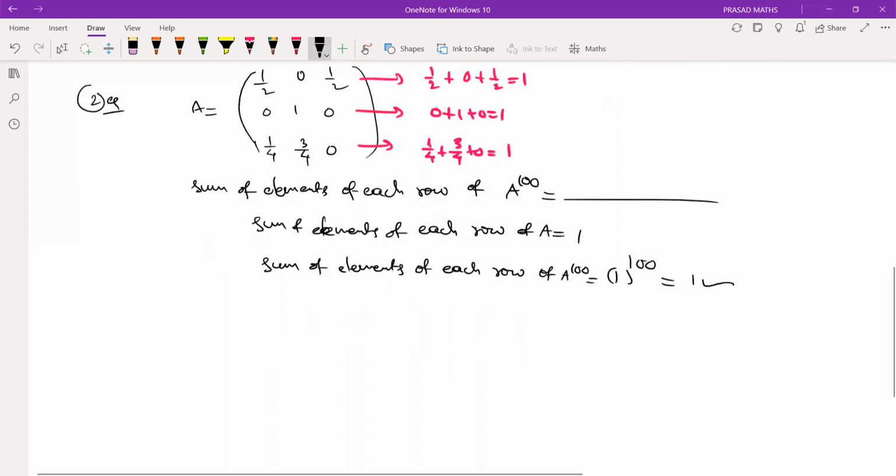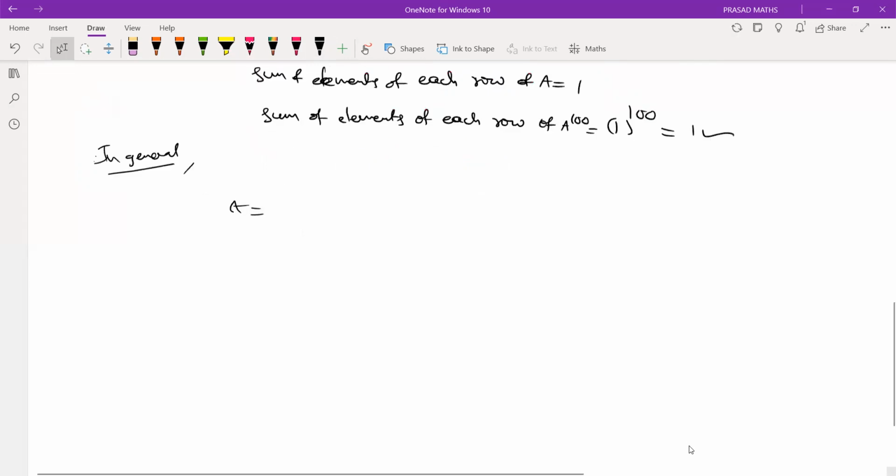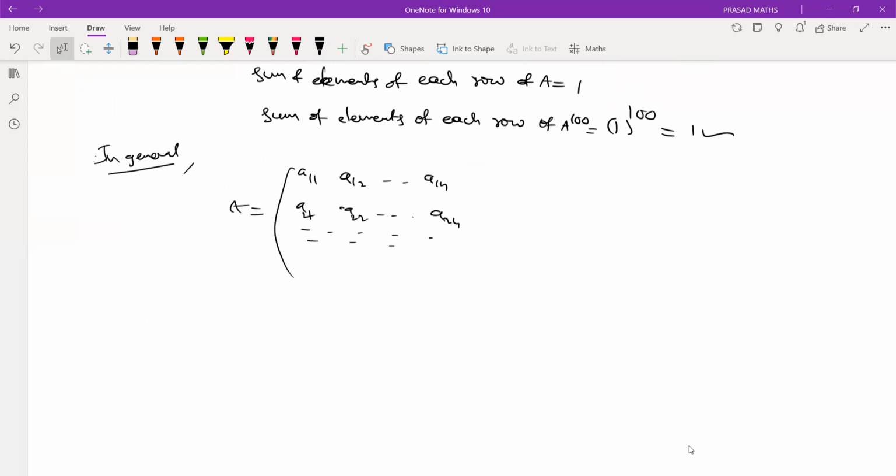So what is the formula you notice? Look at the general case. Suppose your matrix is a11, a12, going on to a1n, then a21, a22, going on to a2n, going on to an1, an2, going on to ann.